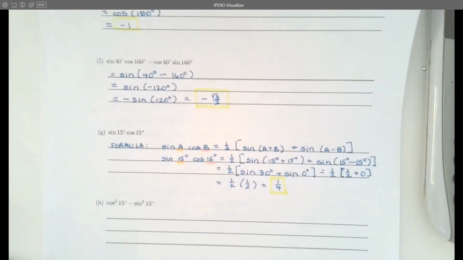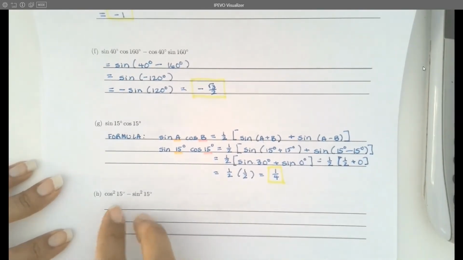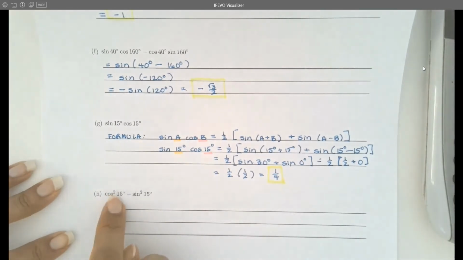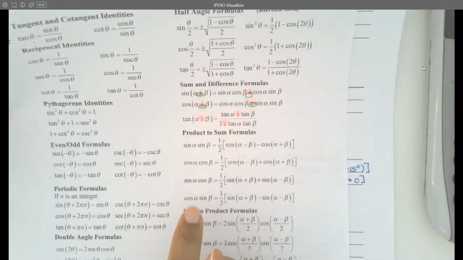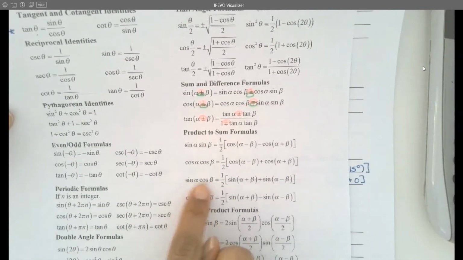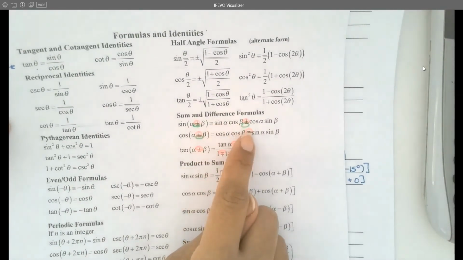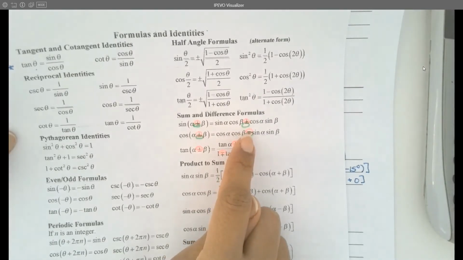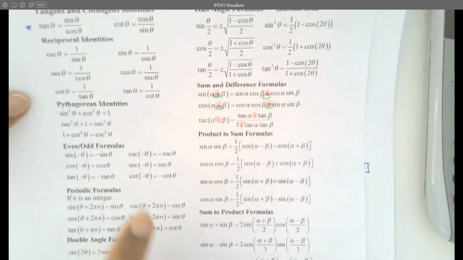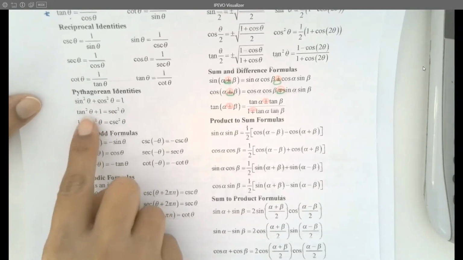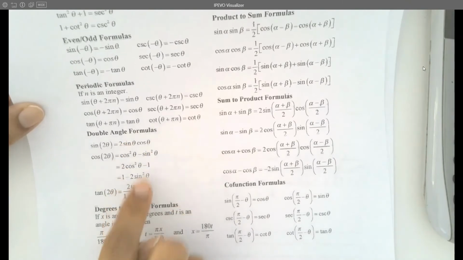Okay, next problem. This one is even more interesting because now we do have a difference of two terms, but there's a square involved. So product to sum is not going to be enough because product to sum is just a product of two factors. And sum and difference is not going to be enough because we don't have a square anywhere. So the formulas that have a square are the half angle formulas. We also see Pythagorean identities having some squares in them. And we also have squares in the double angle formulas.